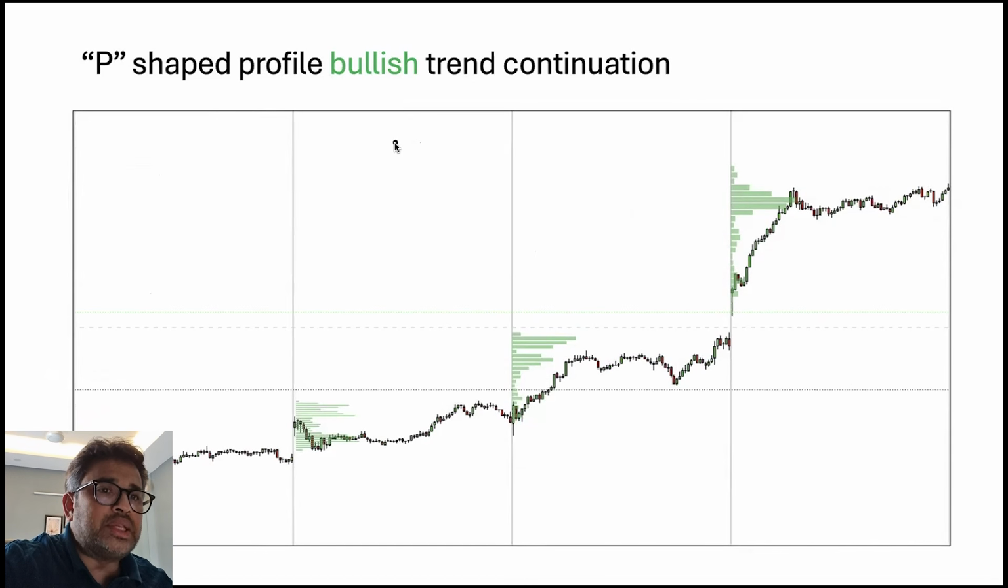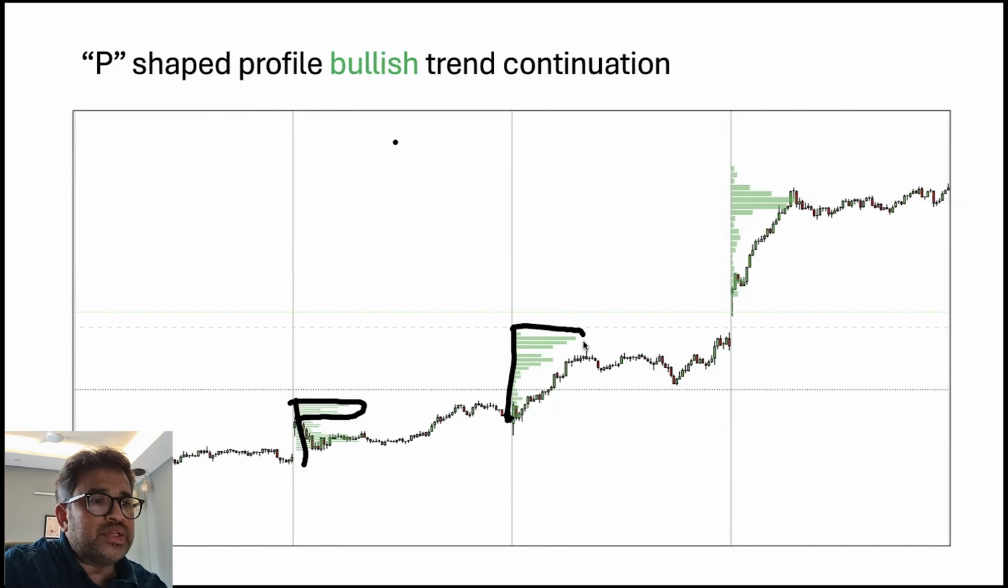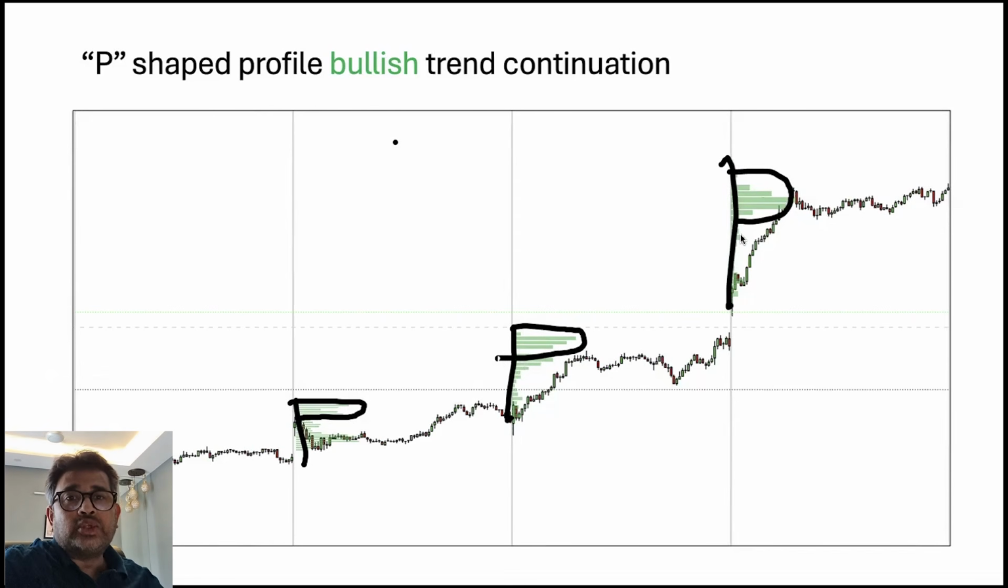Now, I said a P-shaped volume profile means bullish trend continuation. Can you see on the chart? This is a P-shaped volume profile, right? This is also P-shaped because the highest volume is at the top. This is also P-shaped, and this is also P-shaped. As long as you are seeing P-shaped volume, that means the chances are that the trend is going to continue.